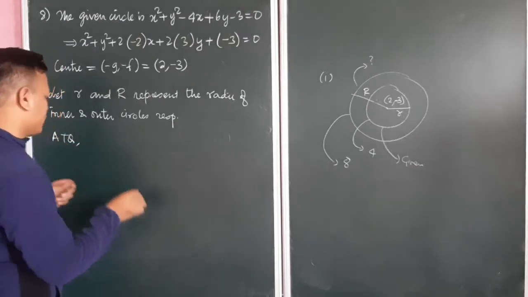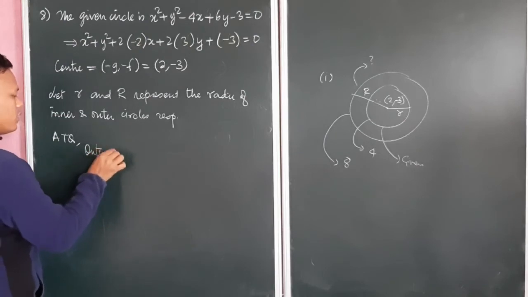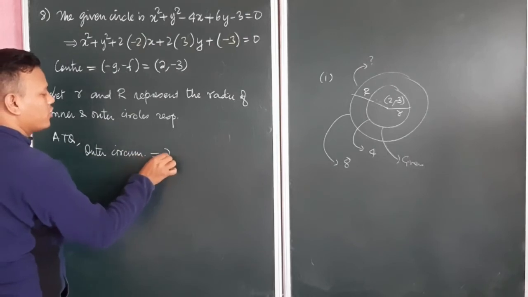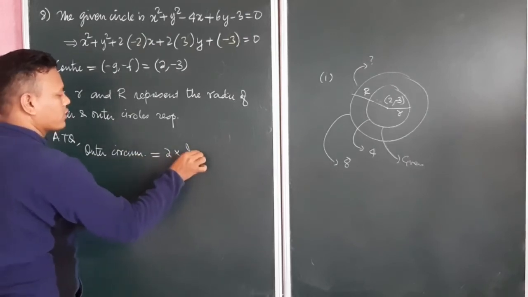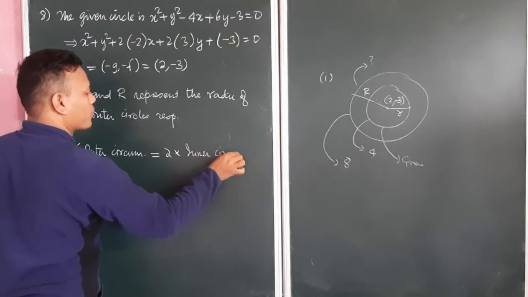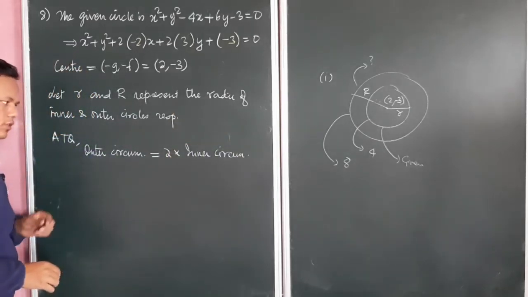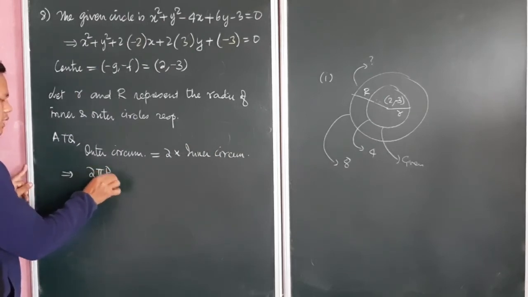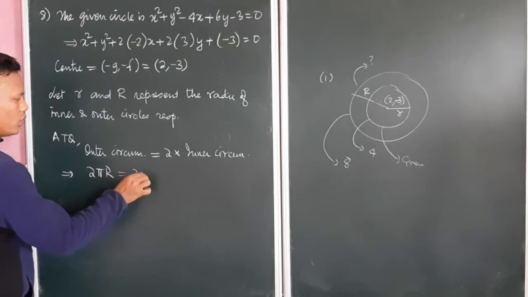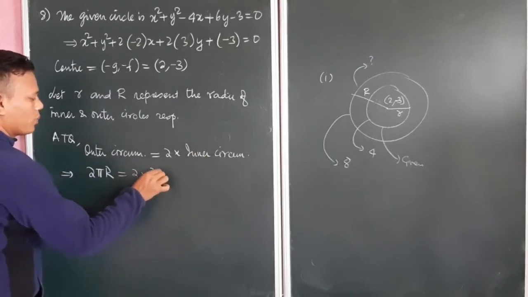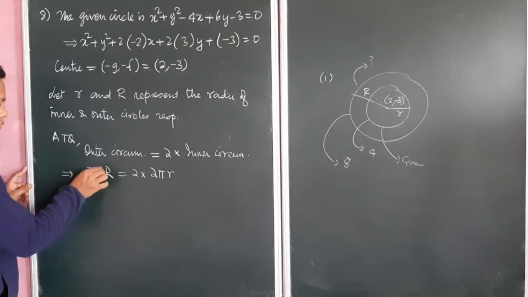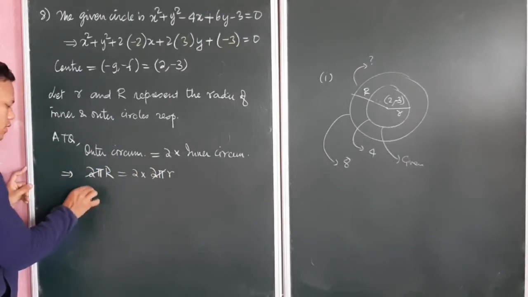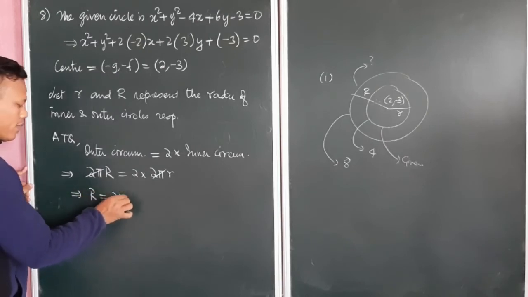If this is the case, then according to the question, the outer circumference is double the inner circumference. Yes, so that's what the question is saying. So what is the outer circumference? The formula is 2 pi capital R, and we have 2 into the inner circumference, which is given by 2 pi small r. So you clearly see that 2 pi and 2 pi get cancelled. So we have capital R equals 2r.